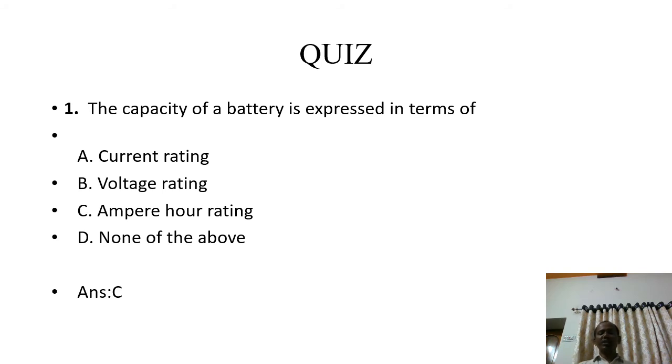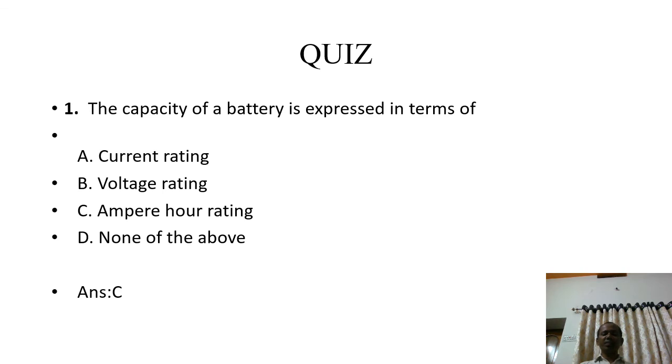So here the question is, the capacity of a battery is expressed in terms of: A. Current rating, B. Voltage rating, C. Ampere hour rating, D. None of the above. The answer from these choices is ampere hour rating. C is the correct answer. All of you getting ampere hour rating?